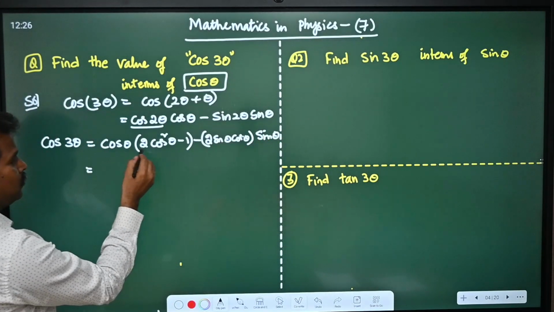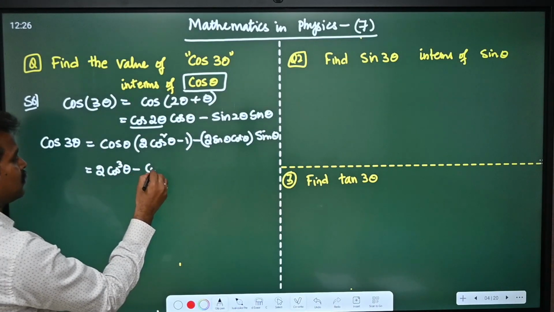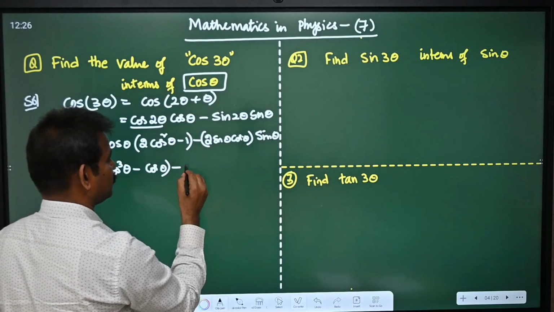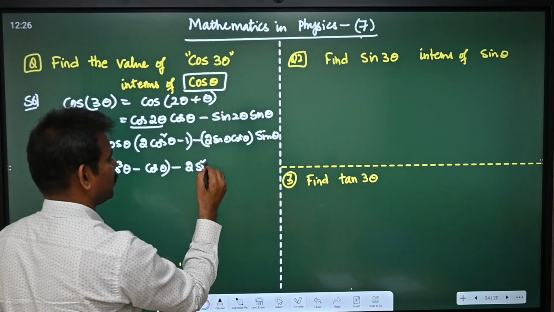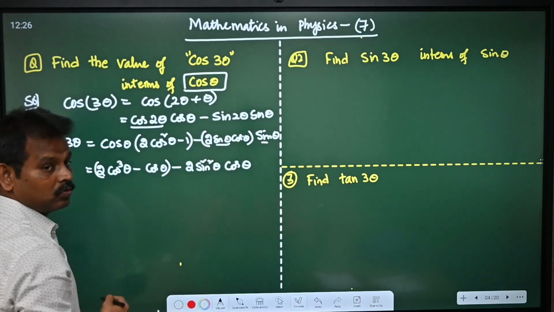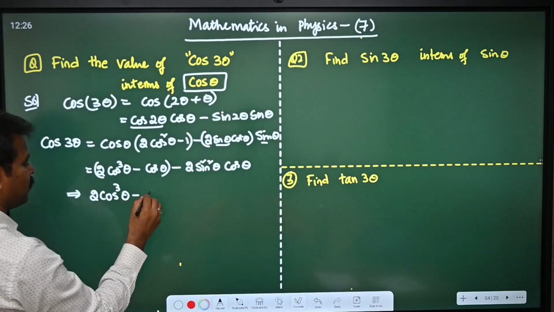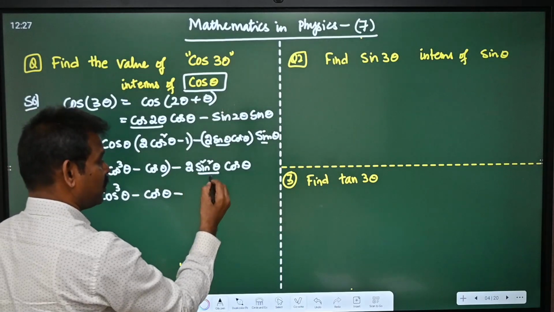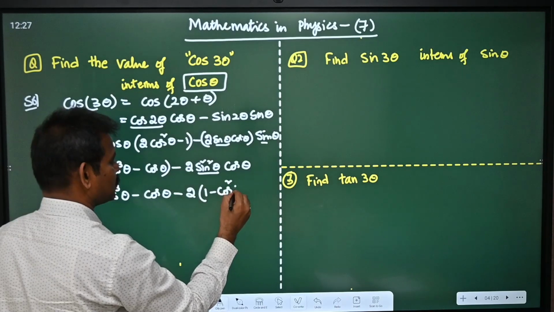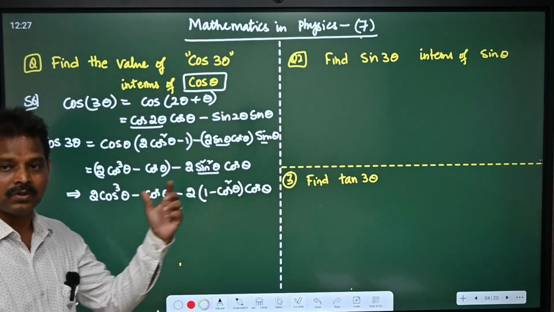From this, if you multiply these two, 2 cos cube theta minus cos theta minus, this result will become 2 sin square theta into cos theta. So this will become 2 cos cube theta minus cos theta. Sin square theta can be written as 1 minus cos square theta, 2 into 1 minus cos square theta into cos theta. Now the entire expansion is only in terms of cos theta.